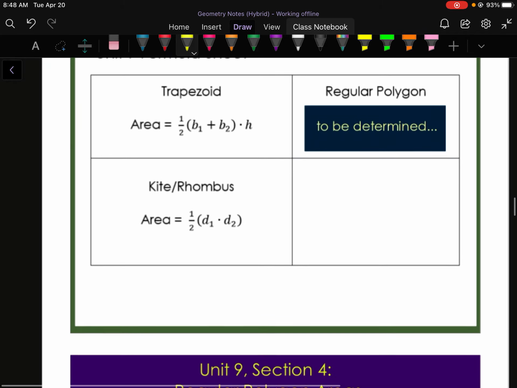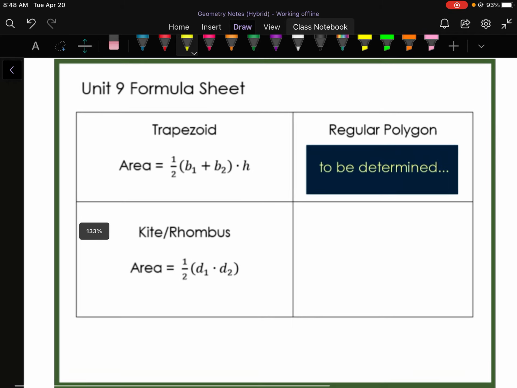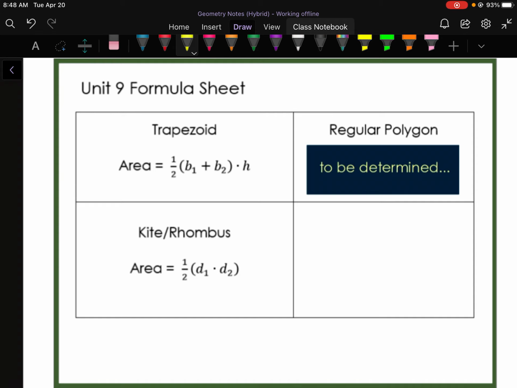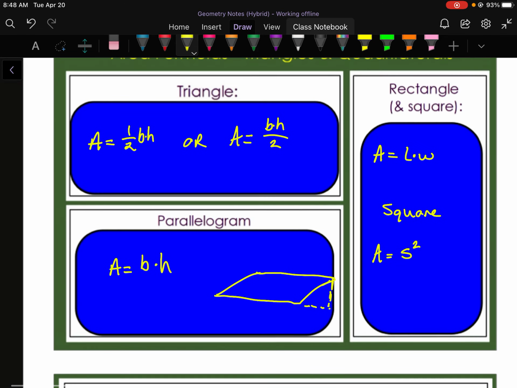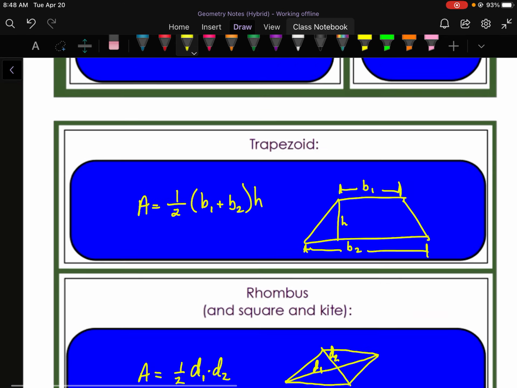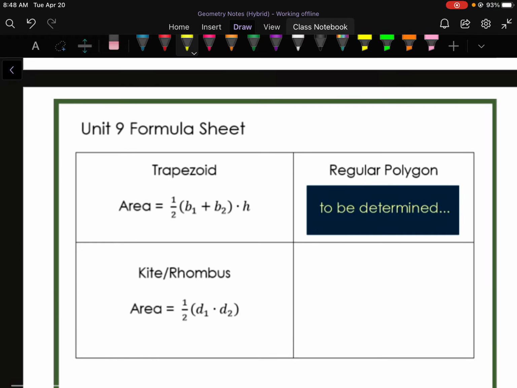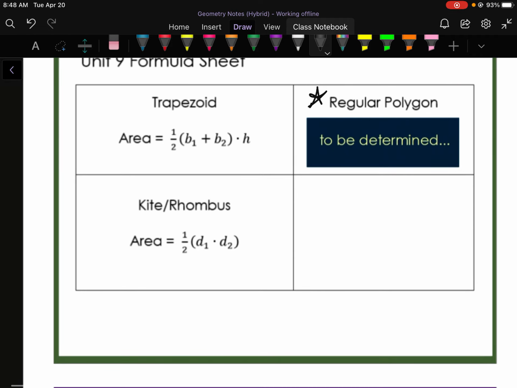So your formula sheet, we will be filling out here as we go because that's what this whole unit's on. But here's what we have so far: trapezoid, kite, rhombus. I don't know why the rest aren't on there. Triangle, parallelogram, rectangle, and so on. And then soon we're going to get into regular polygons, which is going to require probably the most amount of work. But that is it.